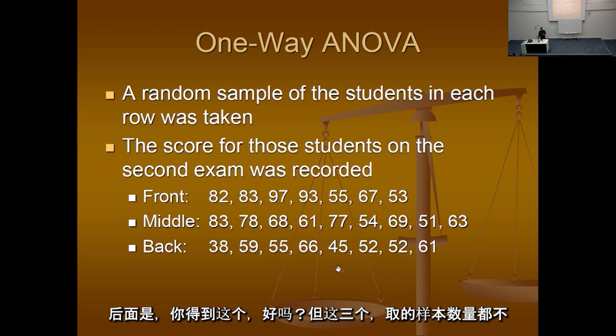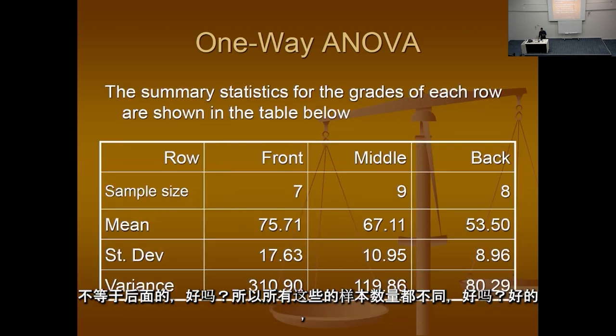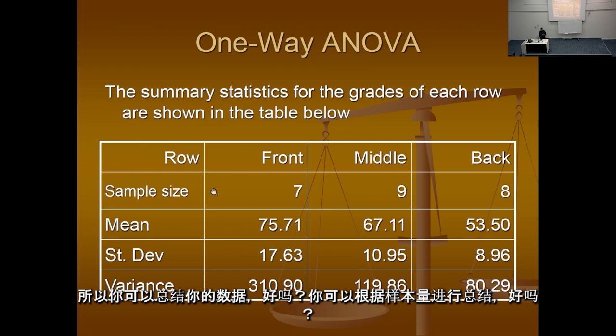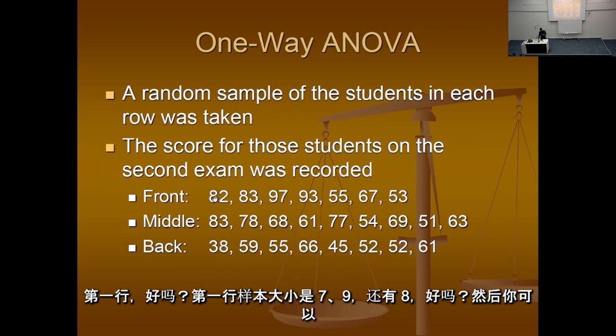But in all three groups, the number of samples taken is not equal. The front is not equal to the middle, and the middle is not equal to the back, so each has a different number of samples. So you can summarize your data based on the sample size. For the first row, the sample sizes are 7, 9, and 8.